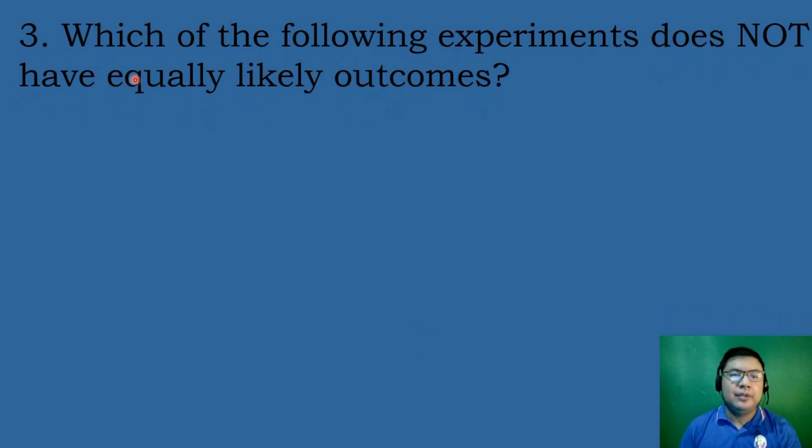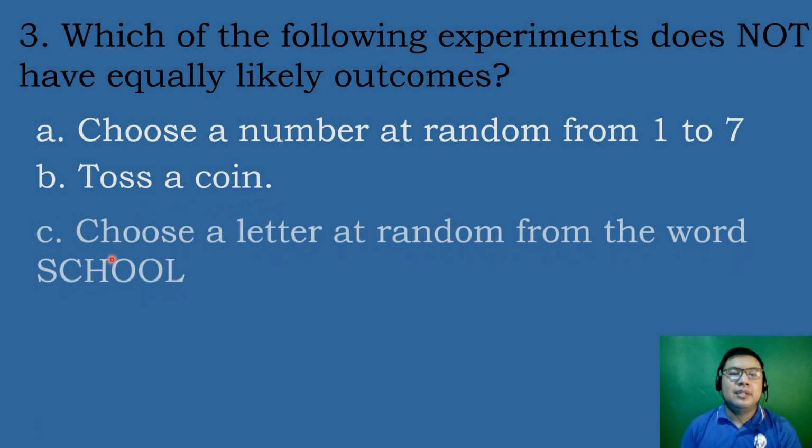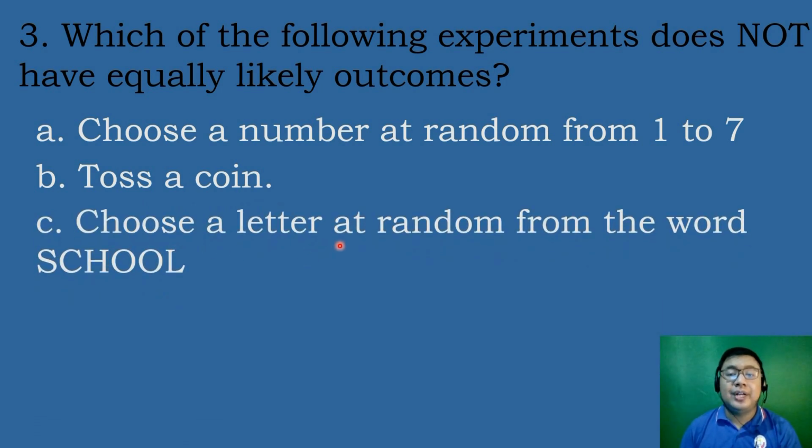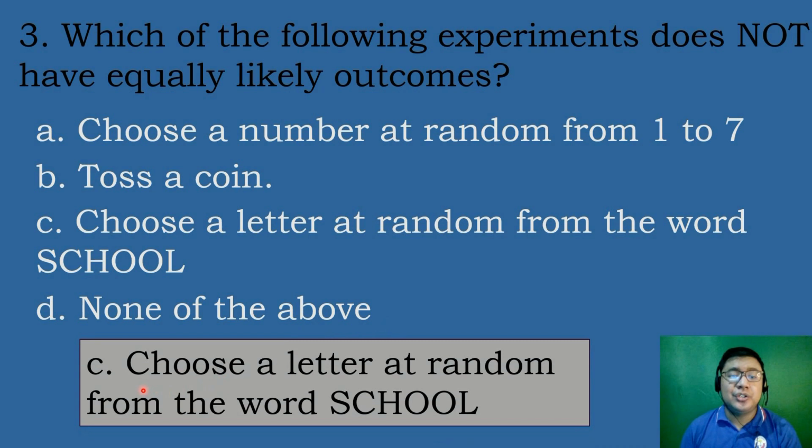Question number 3. Which of the following experiments does not have equally likely outcomes? Letter A, choosing a number at random from 1 to 7. Letter B, tossing a coin. Letter C, choose a letter at random from the word school. Or letter D, none of the above. That is great. The correct answer is choose a letter at random from the word school.